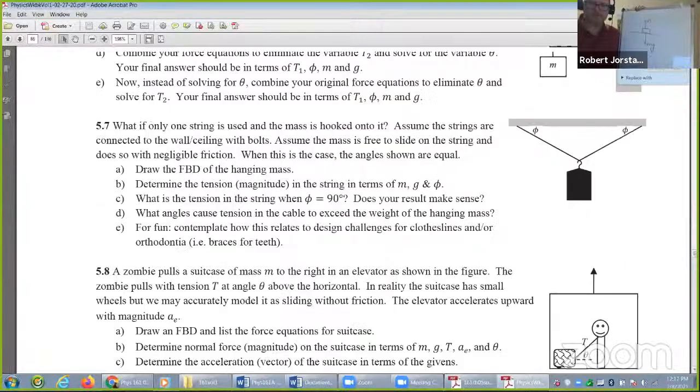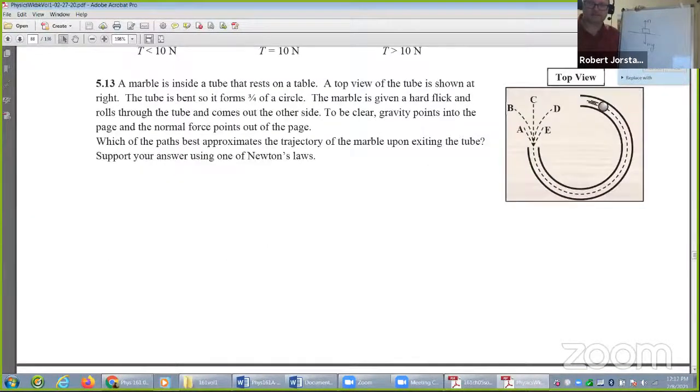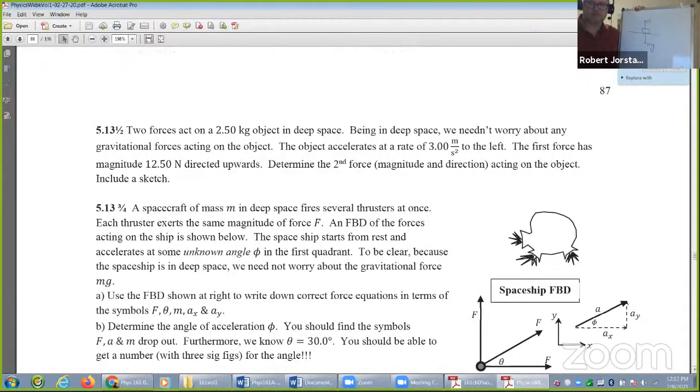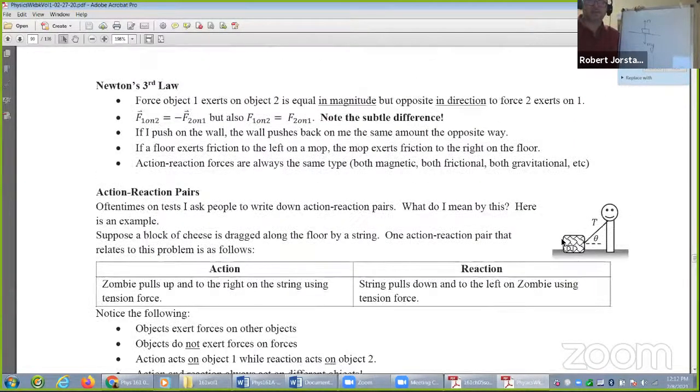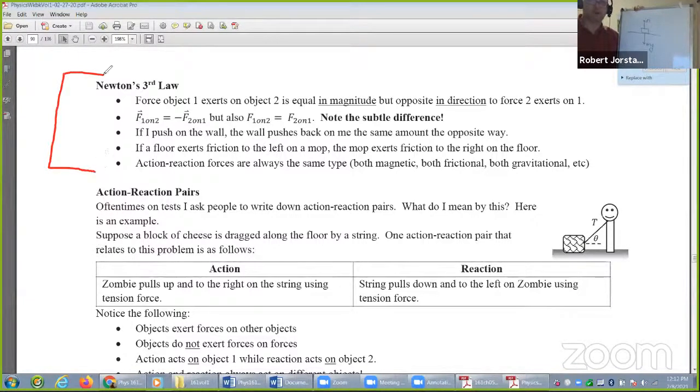Let's see, where's Newton's third law here? I think it's the next page. Oops, one more, sorry. Newton's third law. So I like to break out Newton's third law into its own section here because students screw up Newton's third law all the time. This is the most common mistake that people make regarding Newton's laws. People think Newton's third law means something different than it does. There's a simple trick to get this down and never screw it up again. So I'm going to show you that.